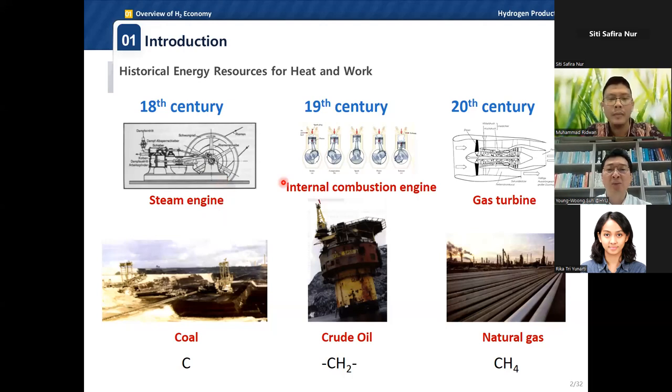But after the 19th century, crude oil was found in the United States of America, and that crude oil would be used for the internal combustion engine. And then probably in the late 20th century, we got abundant natural gas from the oil well, and that natural gas is combusted in the gas turbine. So those are our historical energy resources for heat and work.